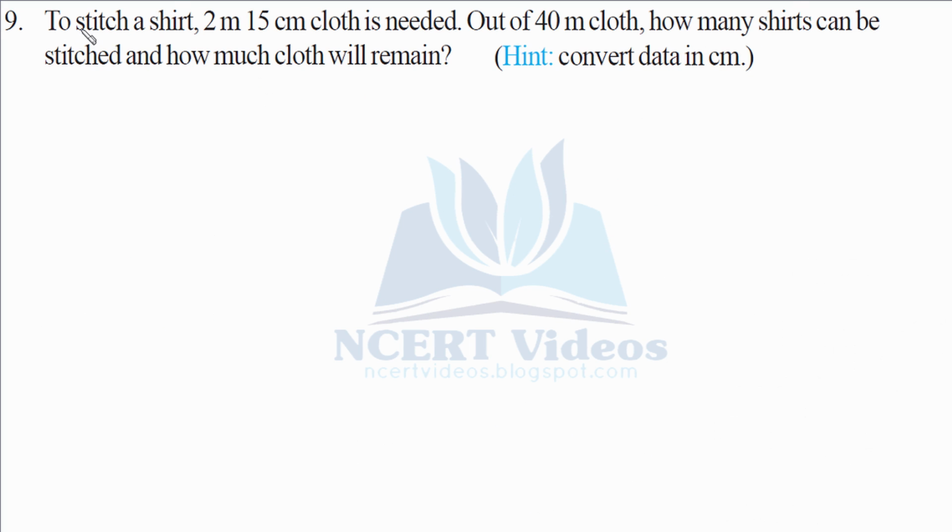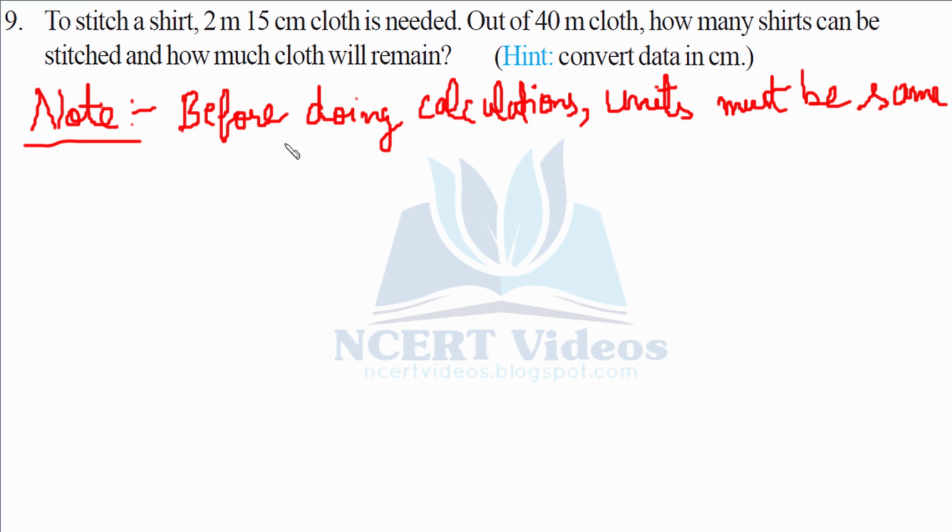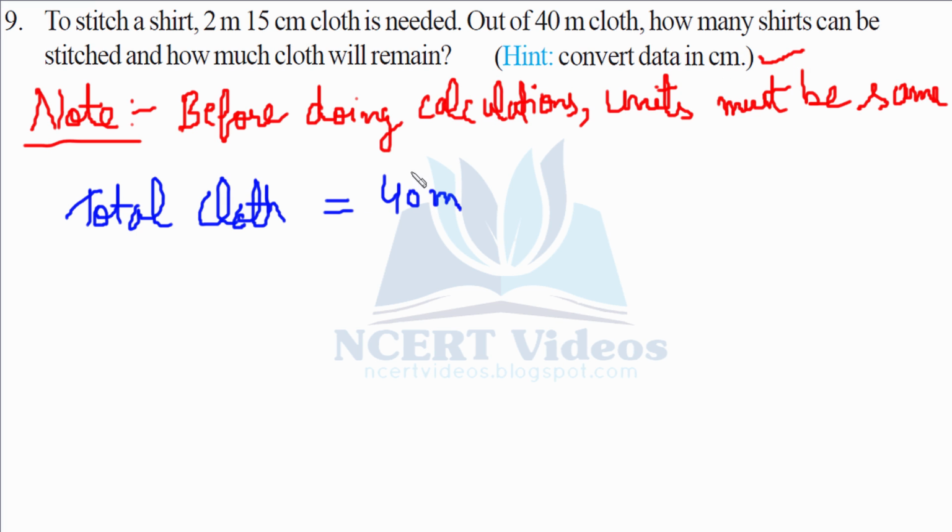Now 9th, to stitch a shirt 2 meter 15 centimeter cloth is needed. Out of 40 meter cloth, how many shirts can be stitched and how much is left? Now it is a division problem. So there's a hint given, convert data into centimeter, because you have to take one thing note. Before doing any calculations whatsoever, units must be the same. So we have to convert them first into centimeters because it would ease the problem.